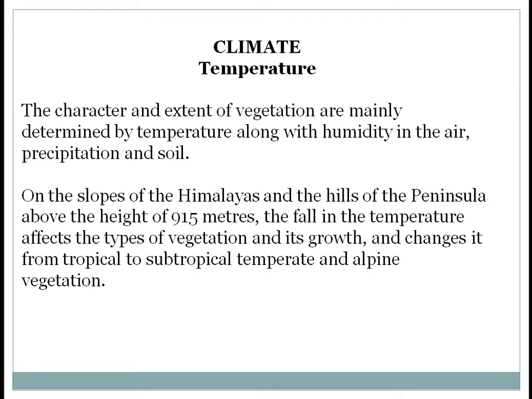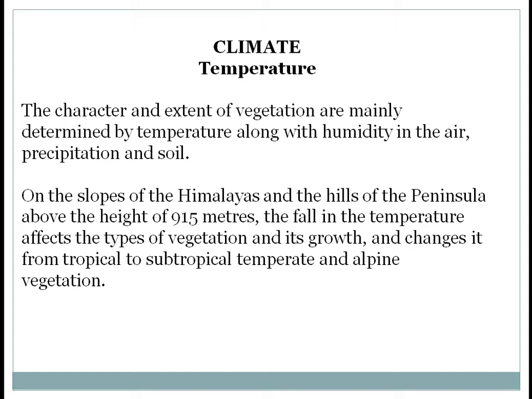Next, temperature. First we have seen the relief part, in which we have seen the land and the soil. Now we are going to see the temperature. In the temperature part, the character and the extent of vegetation are mainly determined by the temperature along with humidity in the air. So here we are seeing the climate. In that climate part we are seeing first temperature, and after that humidity in the air, the precipitation and the soil.